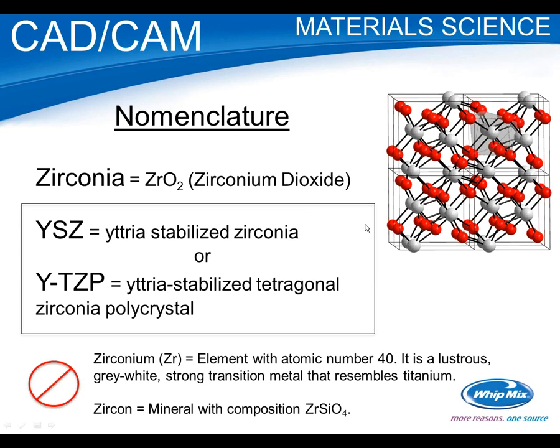When we talk about yttria stabilization, we're adding another metal oxide, yttrium oxide, which we call yttria, into this matrix. It disrupts it enough that, as you'll see in a little bit, it gives it some special properties. But it's this structure that's really key that we're interested in.